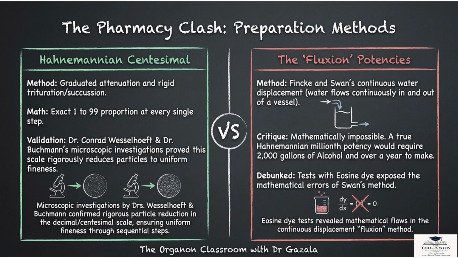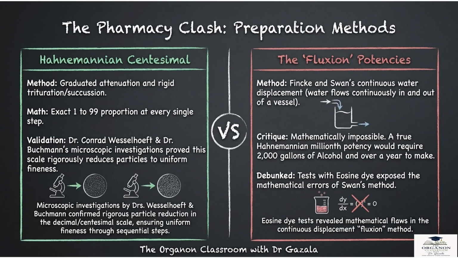So we have over here the fluxion potencies associated with the continuous flow method of Finke and Swan, where water is continuously displaced through the vessel. The critique here was that it is mathematically impossible. A true Hahnemannian millionth potency would require 2000 gallons of alcohol and over a year to make. Tests with eosin dye expose the mathematical errors of Swan's method. The controversy was not merely about the final potency, it was actually about how that potency was prepared.